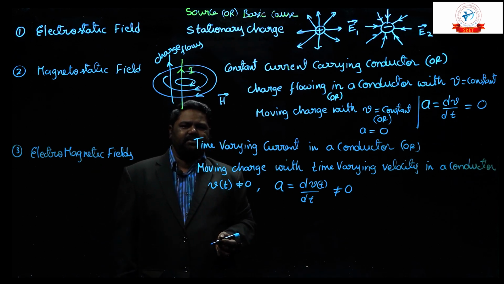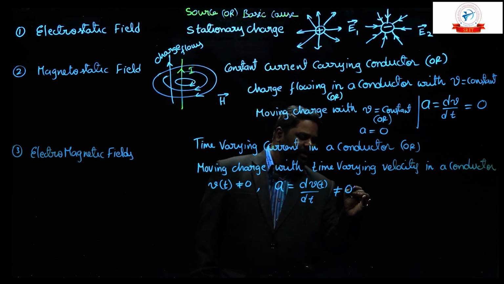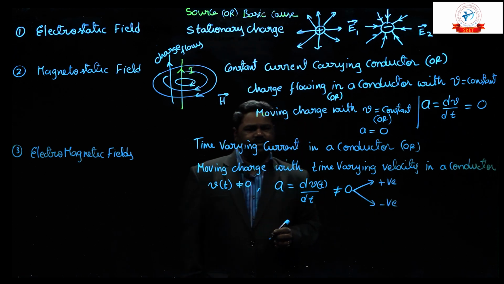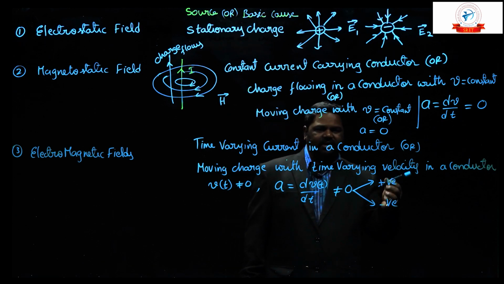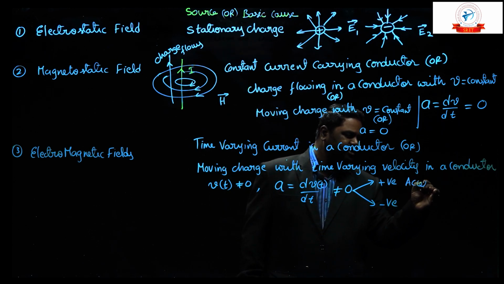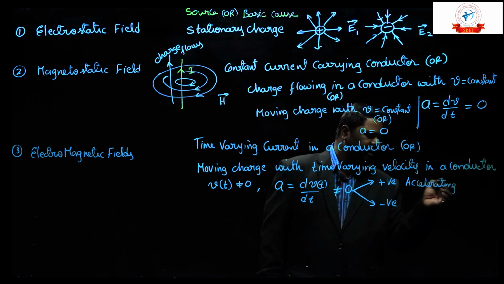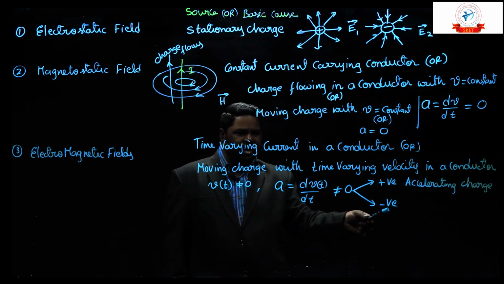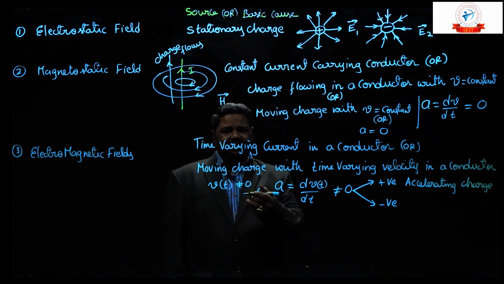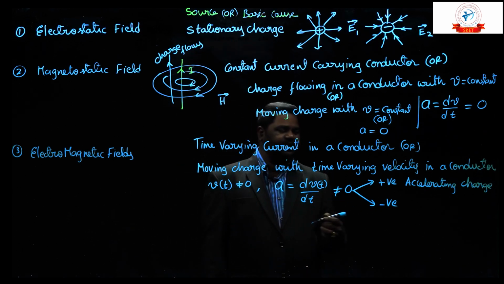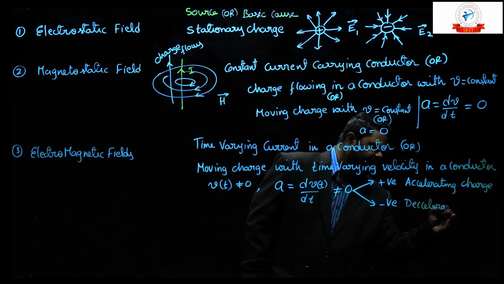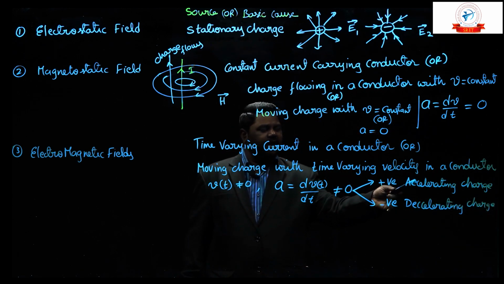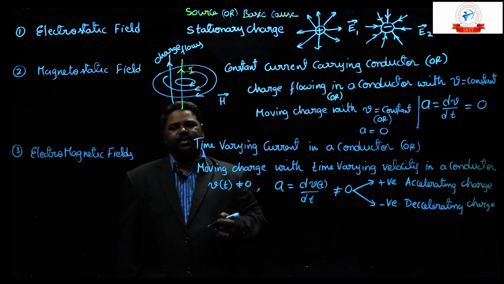Is it exactly acceleration? Let me explain. When acceleration is non-zero, we have two choices: non-zero with a positive value, or non-zero with a negative value. Whenever acceleration is non-zero and positive, we say there is an accelerating charge. Whenever the acceleration of the charge is non-zero but a negative value, we say it is a decelerating charge, where velocity is decreasing. So when velocity decreases, it is called a decelerating charge. So now we can say that an accelerating or decelerating charge in a conductor can produce the electromagnetic fields.